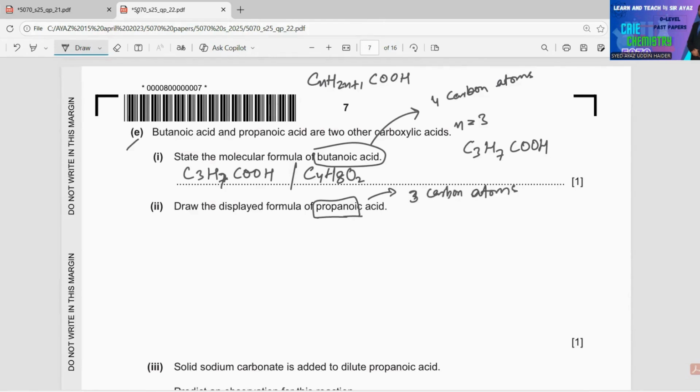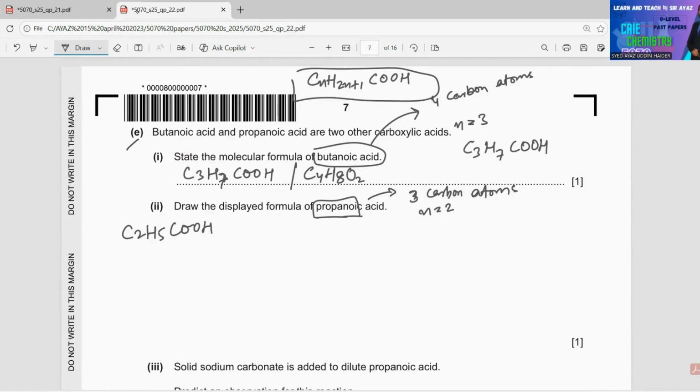So N must be 2 here, not 3, 2. Using this general formula, predict the molecular formula of propanoic acid first. It must be C2H5COOH. Now we need to draw the display formula of propanoic acid.